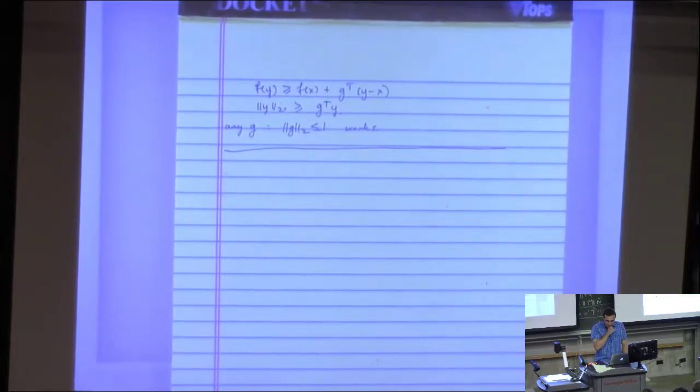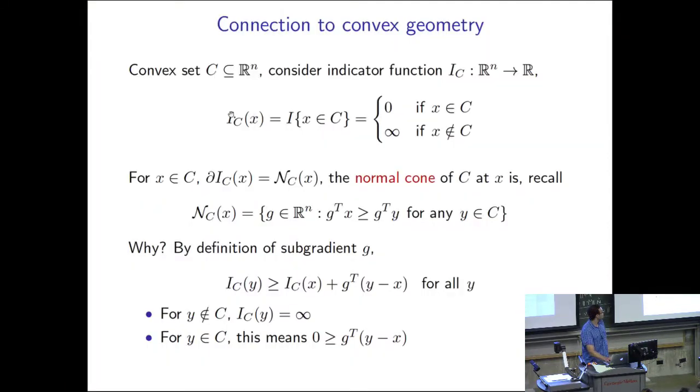So there's an interesting connection between subgradients and convex geometry. I told you what the normal cone was before, and I figured I would point out the connection now. So let's consider taking subgradients of indicator functions. We saw that an indicator function of a convex set was a convex function. So let's suppose we have some convex set C, and we define this indicator function to be 0 if the point x is in the set and infinite otherwise.